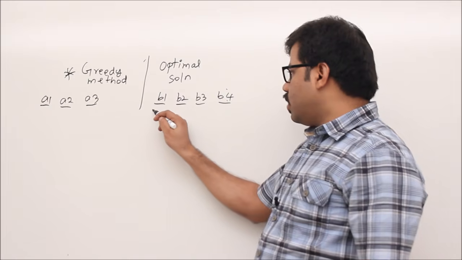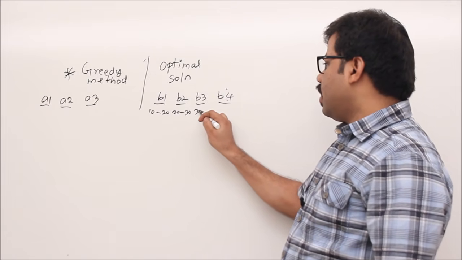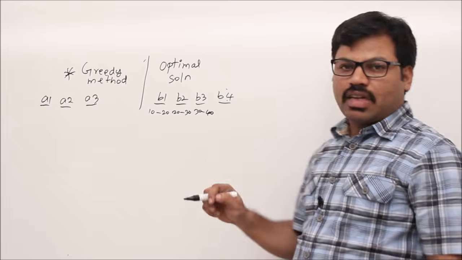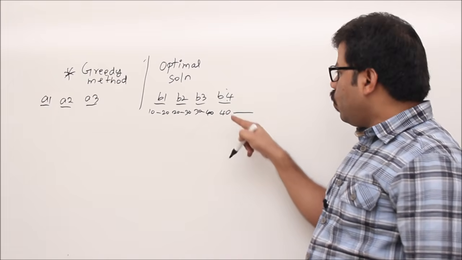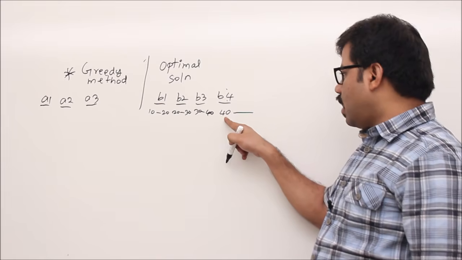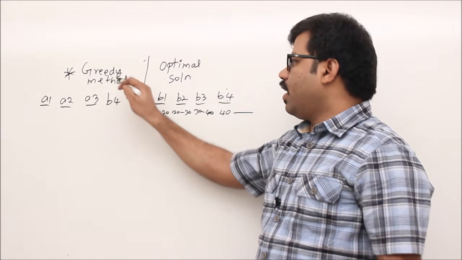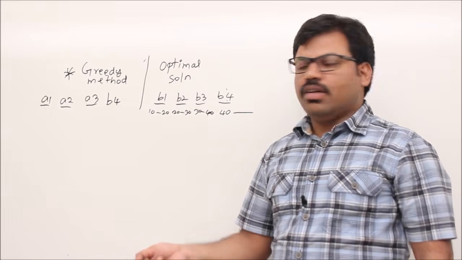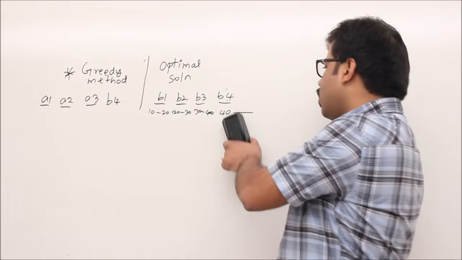Let's see the values, then you will understand. Example, B1 is 10 to 20, B2 is 20 to 30, B3 is 30 to 40, then B4 is compatible with them, so it should be 40 to something. If you have an activity which starts after 40, then even that I can pick here. My greedy method also picks it, correct? Because we know the algorithm, just execute it. So that is not the case.